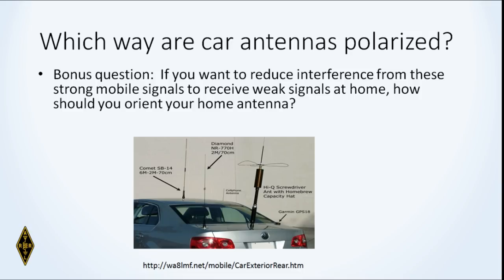They're polarized vertically. All the antennas you see mounted on cars, that's their orientation. Now, here's a thought question. If you were at home and you wanted to work really weak signals, but you got all these yahoos out in their cars with their car transmitters transmitting, and you want to avoid their interference, this will give you about a 20 dB reduction in signal strength. We'll talk more about that as well.